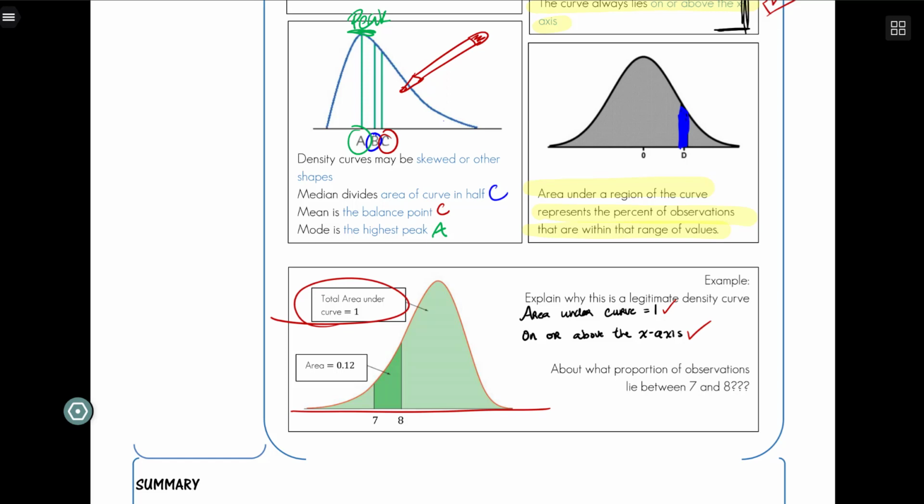Now, what's the proportion or percentage of observations between 7 and 8? Well, that's just the area of that bounded shaded region. So that's 0.12 or 12%.